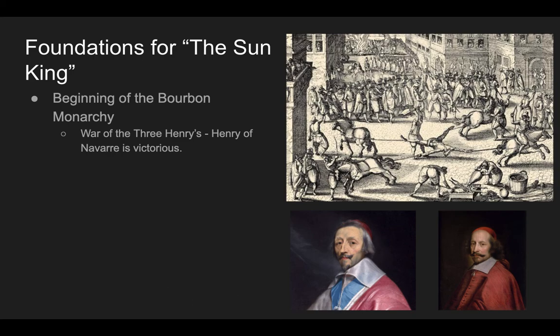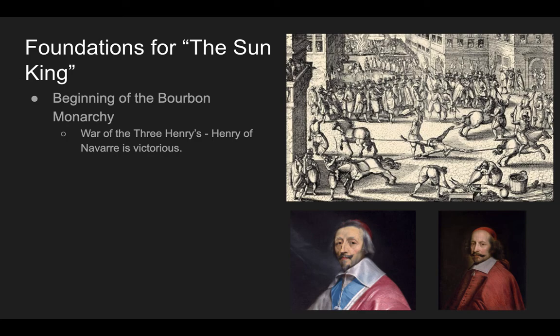And so when we look at the foundations for the Sun King, the War of the Three Henries really does solidify the king's ability to declare what religion is legal in their territory. That gives the King of France religious power that the Pope did not have. By saying you can be a Catholic or a Protestant, it's the king, not the Pope, instituting what the religious makeup of the state will be. And so that's part of the War of the Three Henries.